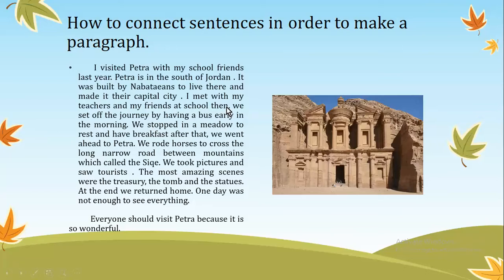كمان استخدمنا هون then for sequence ideas، وهاي كانت compound sentence. وكملنا وين توقفنا in Amido to rest and have breakfast. After that we went ahead to Petra. بعدين بدي أحكي لكم إنه we rode horses to cross the long narrow road between mountains which called the sea. We took pictures and saw tourists.